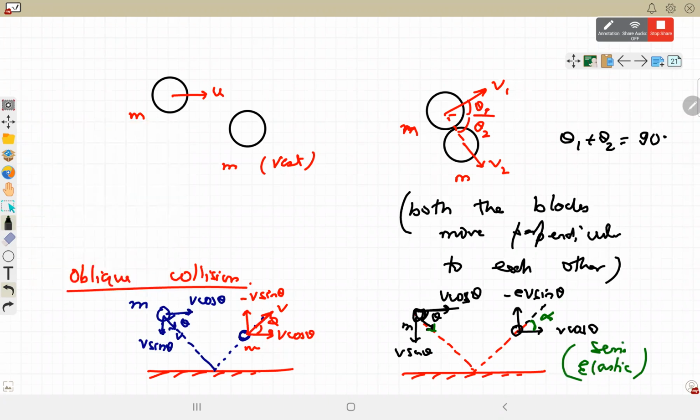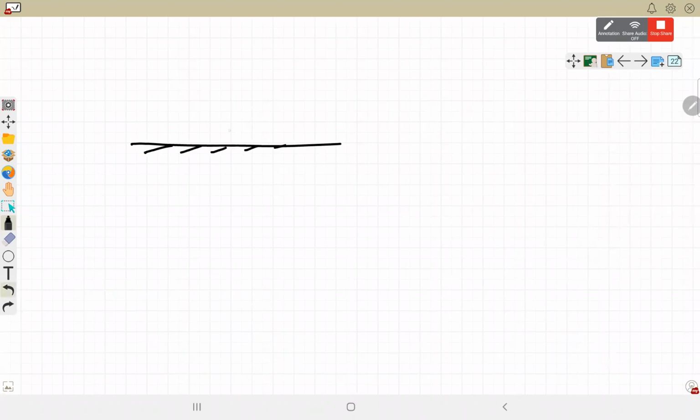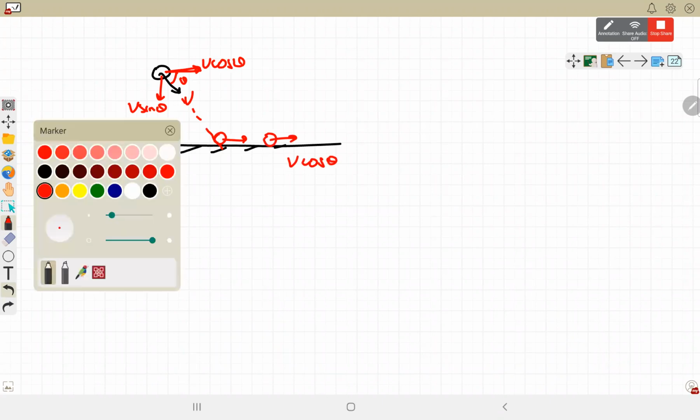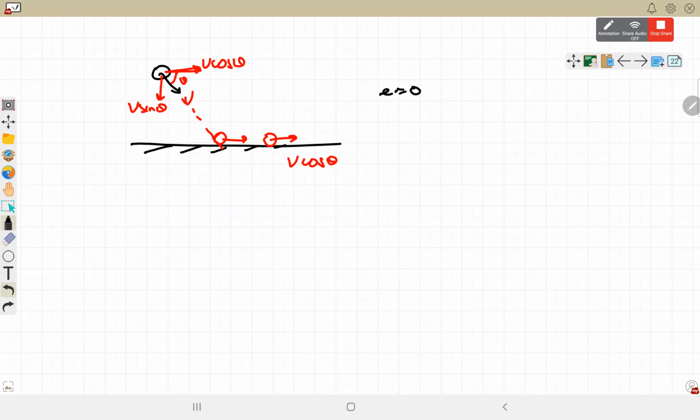And third is perfectly inelastic. Perfectly inelastic means when the body is colliding with the surface, the perpendicular component is completely absorbed. It does not have any perpendicular component of velocity after the collision. V cos theta will remain as it is. V sin theta will become 0. So after the collision, it does not bounce back. This is for perfectly inelastic collision when E is equal to 0.